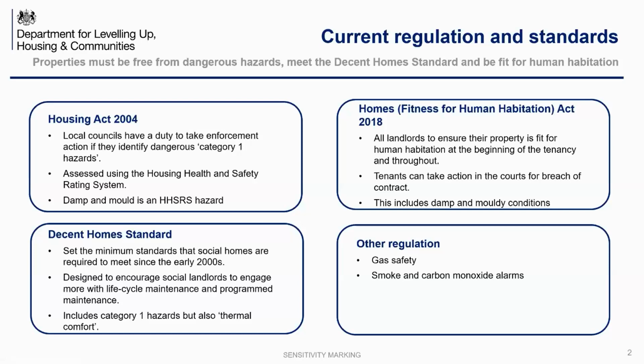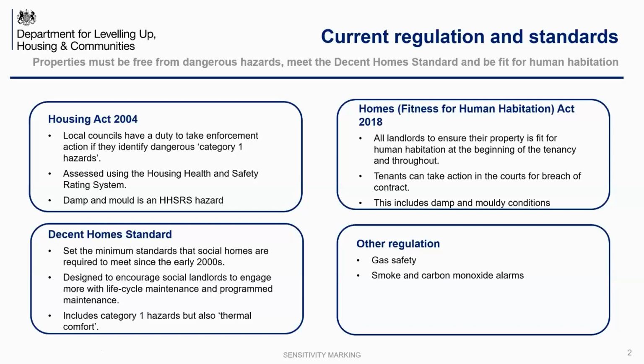There's also the Homes Fitness for Human Habitation Act. So landlords must ensure their property is fit for human habitation. The tenants can actually take their own action through the courts for that. The courts can require that the landlord remedies the issue, and the courts can actually require that the landlord pays compensation as well. And again, this includes damp and mouldy conditions. It's a bit different from the Housing Act 2004 because the judge and the court will decide. They won't have to do a risk assessment or anything like that. They'll decide based on the evidence, so what the tenant tells them, photographs, etc., whether they think the property is not fit for human habitation.